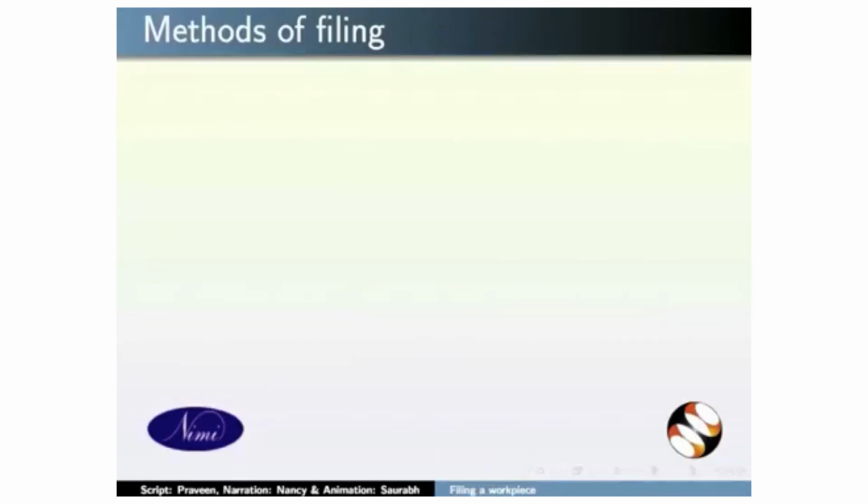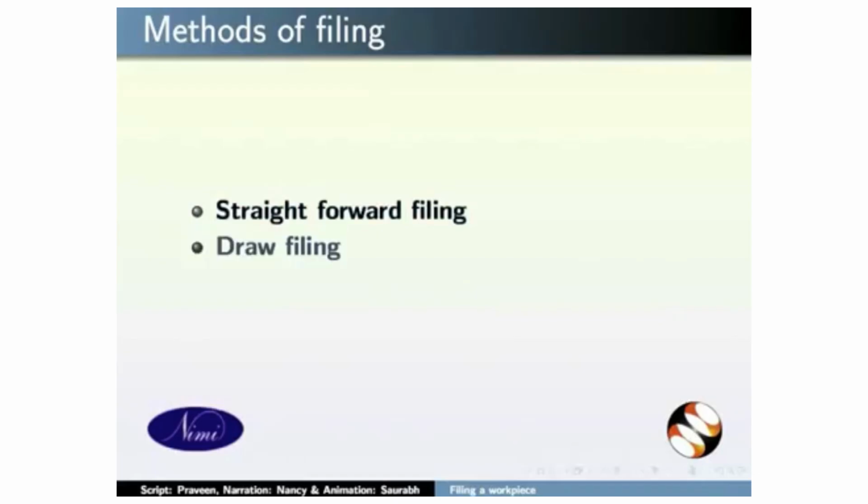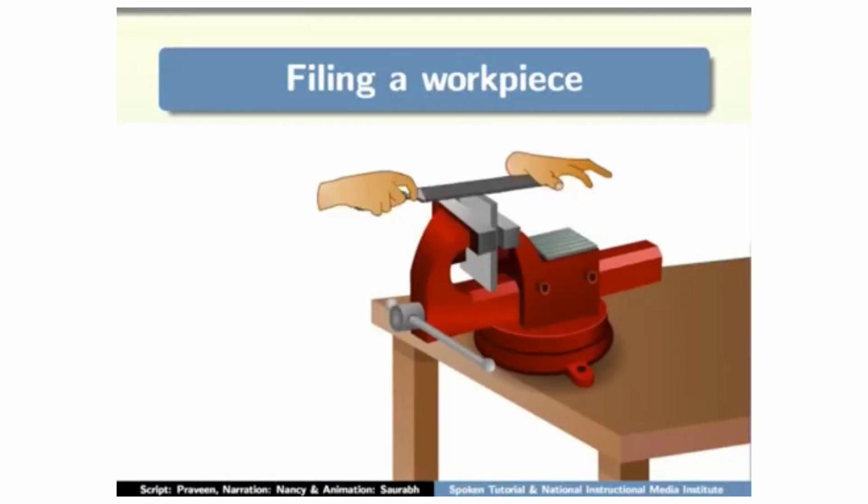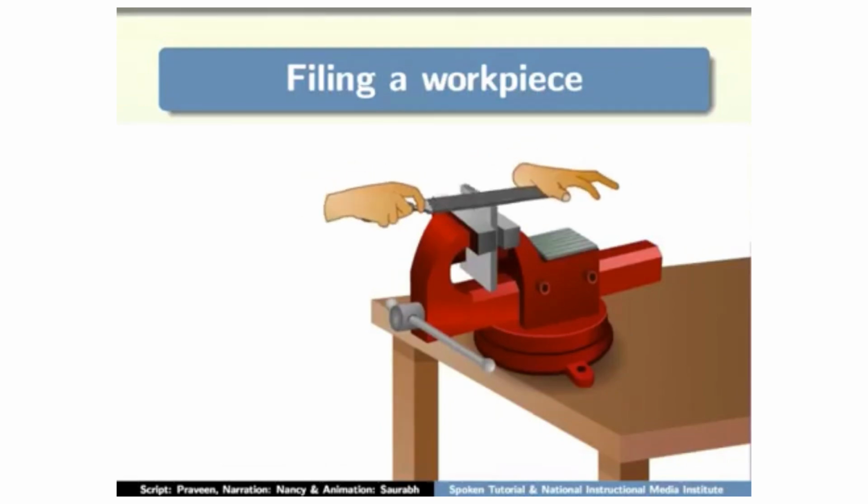There are 3 methods of filing. They are straightforward filing, draw filing, and diagonal or cross filing. Let's see them one by one. Moving the file lengthwise across the surface of the workpiece is called straightforward filing. In this method, the filing is done by moving the file up and down slowly. You can see that your workpiece is getting filed and the excess material is being removed.